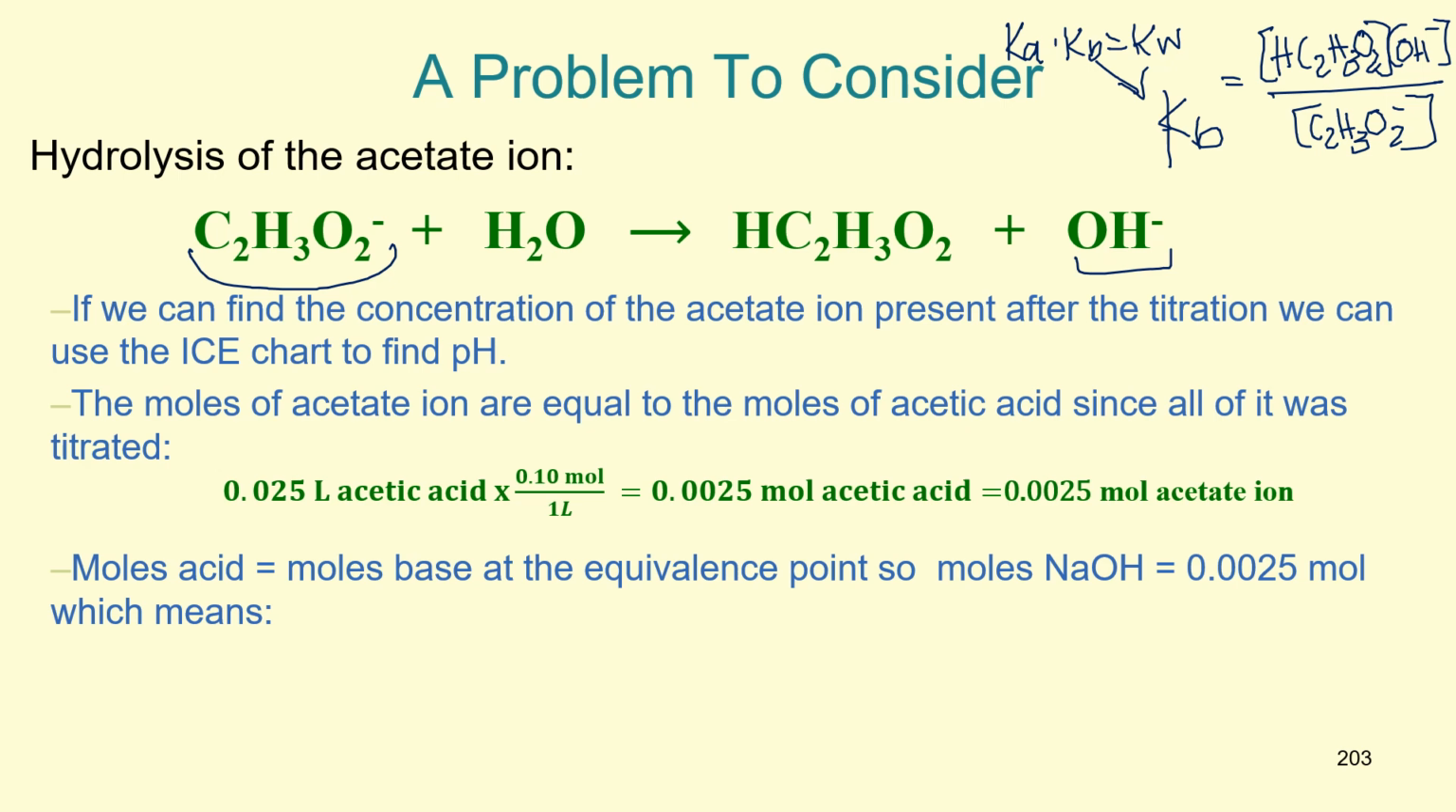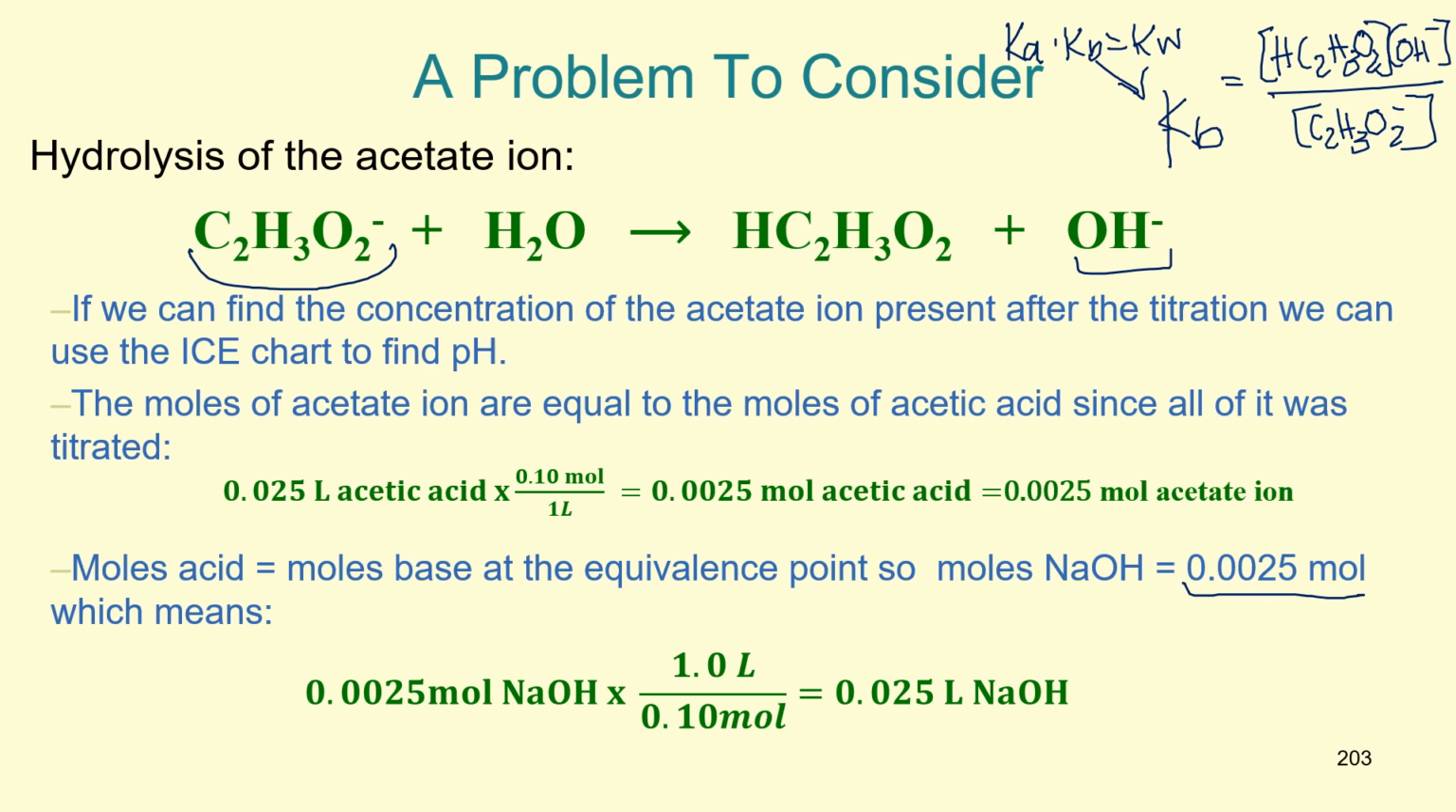Since the moles of acid equal the moles of base at the equivalence point, that means we had to have added 0.0025 moles of base. We know the concentration of the base, so that means we added 25 milliliters. In this case, we started with 25 milliliters and we titrated with 25, because they're the same concentration, but they can be different concentrations, so you have to be careful with that. In this case, because they were the same concentration, you could already tell it was 25 milliliters, but this is how you would find out if it was a different concentration.